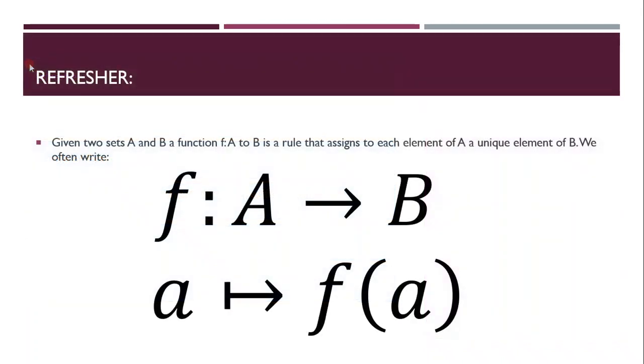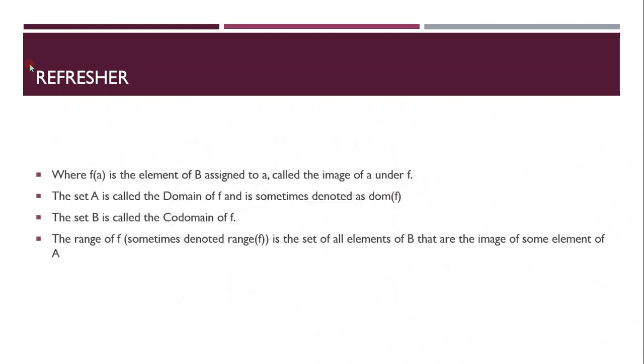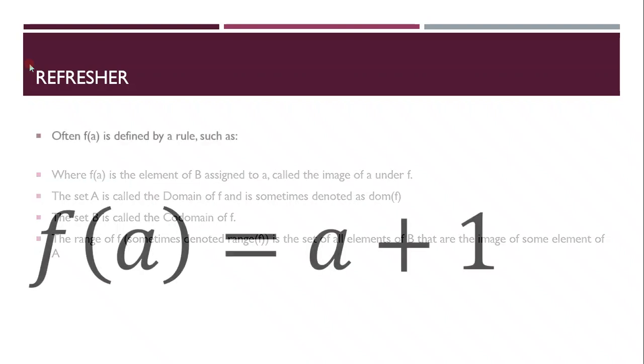So, given two sets A and B, a function f, which maps A onto B, is a rule that assigns to each element of A a unique element of B, and this is how we often express it. f(a) is the element of B assigned to a and is called the image of a under f. The set A is called the domain of f and is sometimes denoted dom f. The set B is called the codomain of f. The range of f, sometimes denoted range f, is the set of all elements of B that are the image of some element of A.